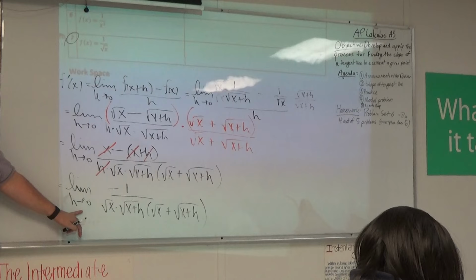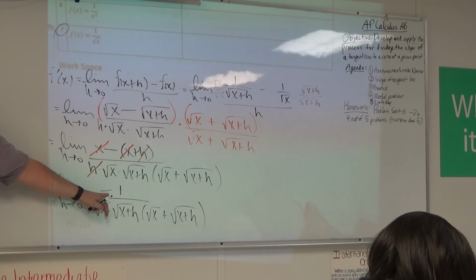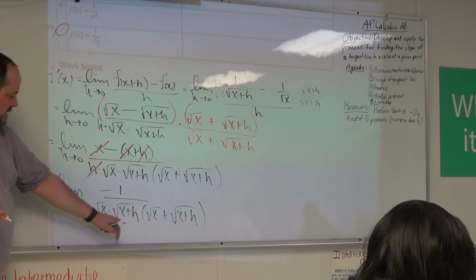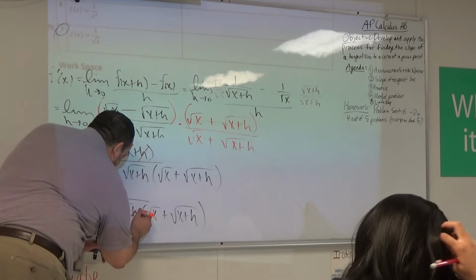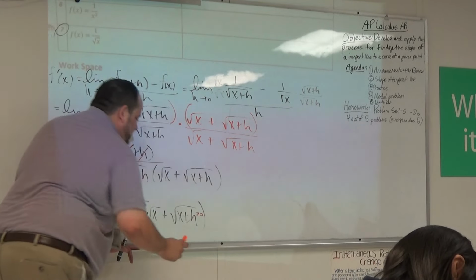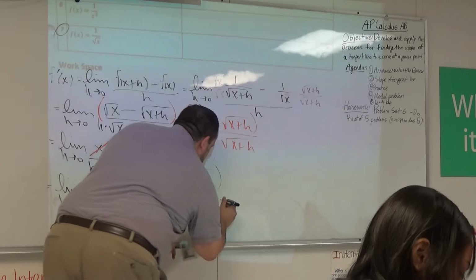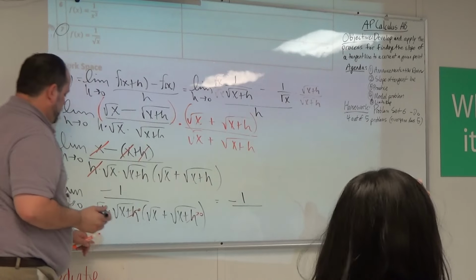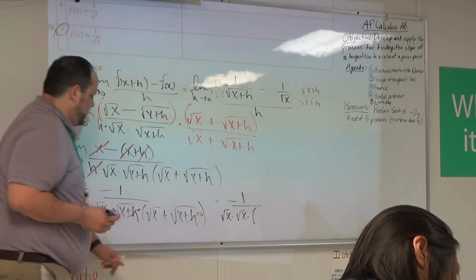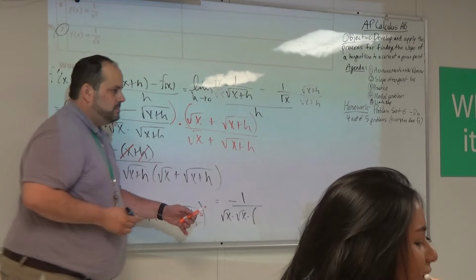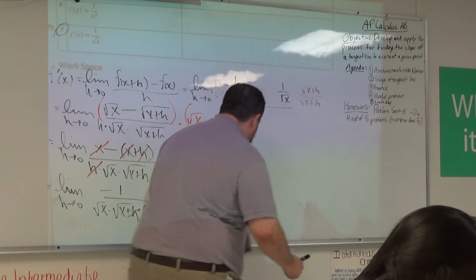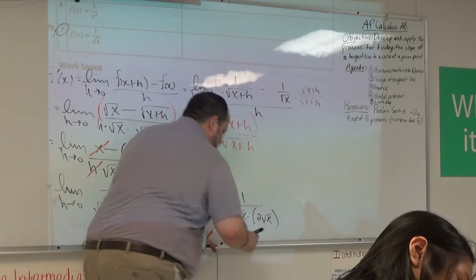If I take the limit as h approaches 0, negative 1 in the numerator doesn't change. Square root of x doesn't change. X plus h, this guy gets close to 0, leaving me just an x. This guy gets close to 0, leaving me just an x. If I clean it up, I've got negative 1 over the square root of x times the square root of x, square root of x plus the square root of x is 2 square roots of x.